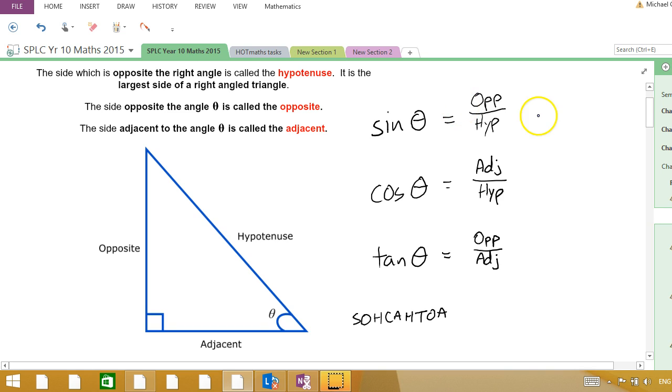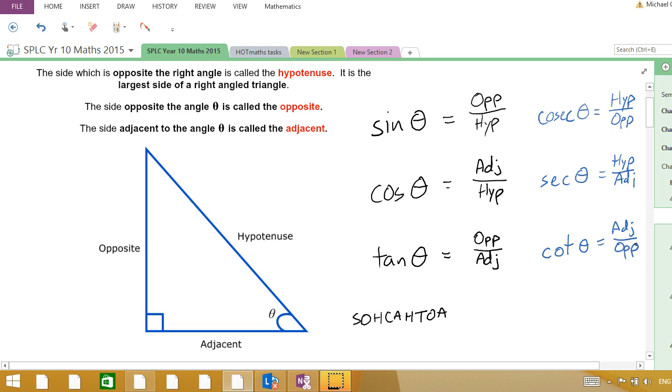The reciprocal of sine is called the cosecant, or cosec is the way we usually abbreviate that. And that's simply, as I said, the reciprocal. So that's the hypotenuse divided by the opposite. The secant ratio, usually just abbreviated to sec theta, is the hypotenuse divided by the adjacent. And finally, the reciprocal of the tangent ratio is the cotangent ratio. We'll usually just write that as cot theta, and that is adjacent divided by opposite.